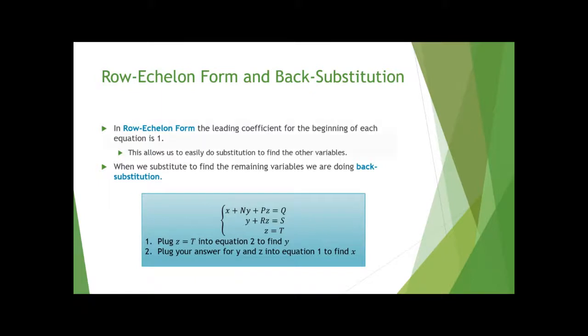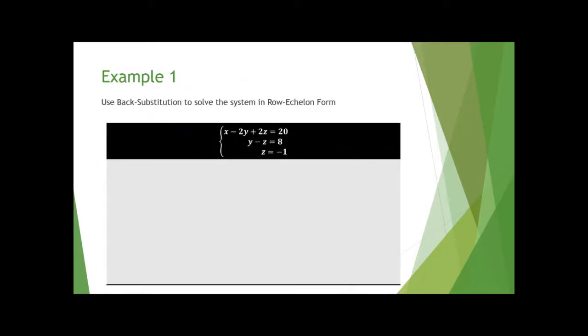So this is easy enough to show with an example. We'll use back substitution to solve this system that is in row echelon form. I have x minus 2y plus 2z equals 20. I'm going to call this equation 1. Then we have y minus z equals 8. This will be equation 2. And then z equals negative 1, which is equation 3.